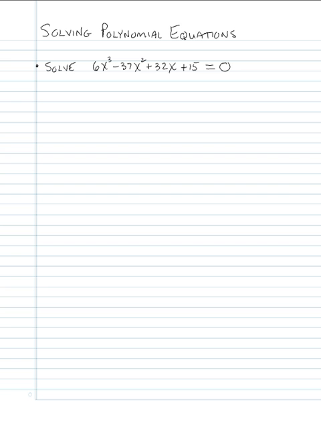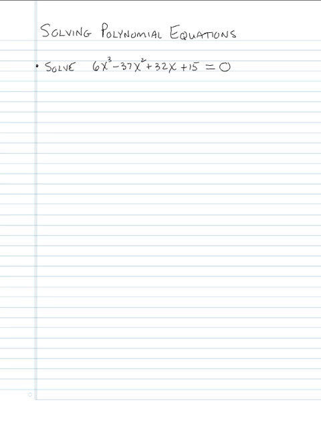Well, we're going to, in this talk, discuss solving polynomial equations. So for instance, and this is an example, we're not going to do this one right away, we may be asked to solve 6x cubed minus 37x squared plus 32x plus 15 equals 0.